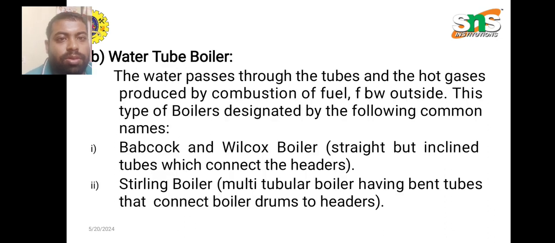Then the water tube boiler. The water passes through the tubes and the hot gases produced by combustion of fuel flow outside. This type of boiler is designated by the following common names: Babcock and Wilcox boiler, with straight but inclined tubes which connect the headers; Stirling boiler, which is a multi-tubular boiler having bent tubes that connect boiler drums to headers.